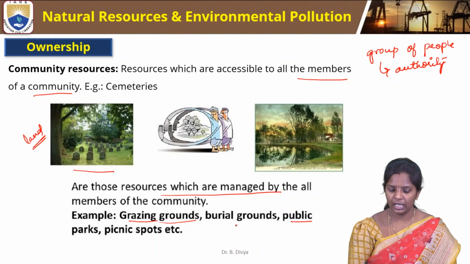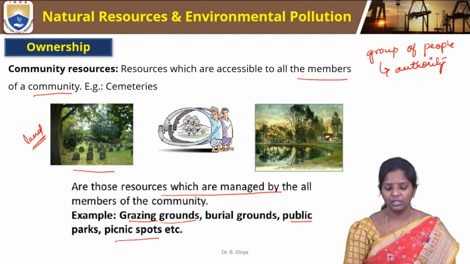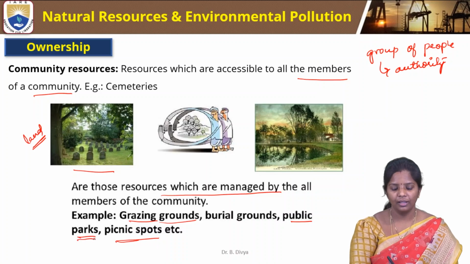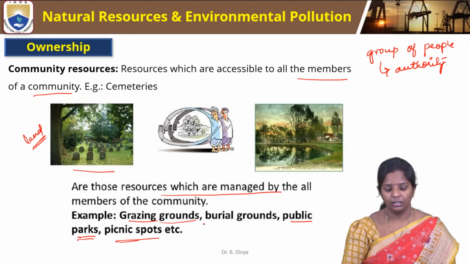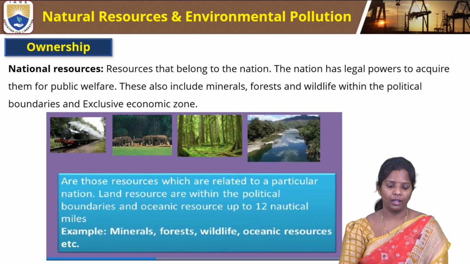Then public parks and picnic spots also come under community resources, because a community will be taking care of them. In a particular township, if we have a picnic spot or a public park, that has to be authorized or maintained by the complete community. We cannot really occupy that space for any other purpose. That is how the community resources go.